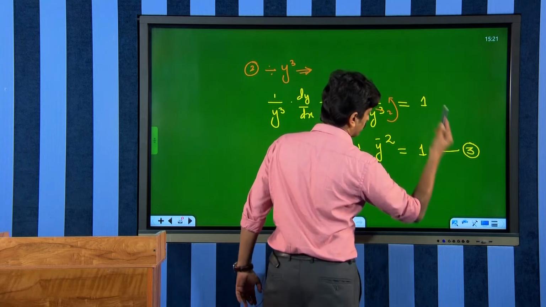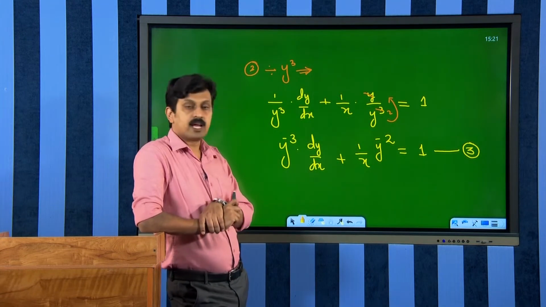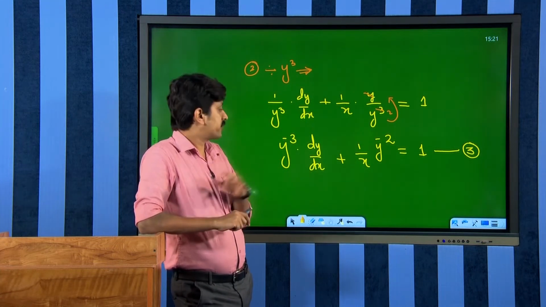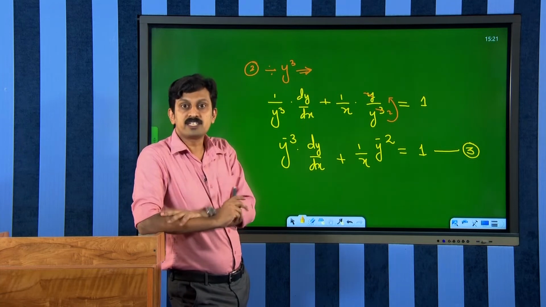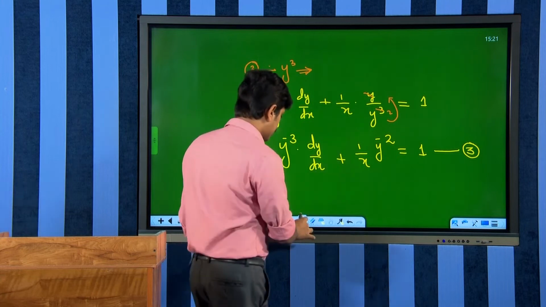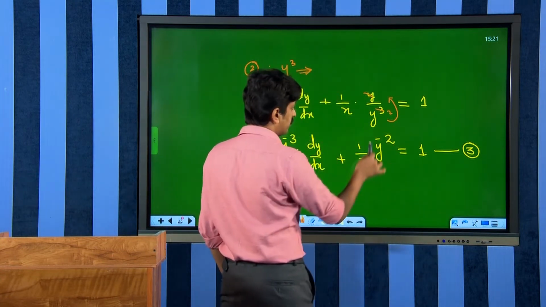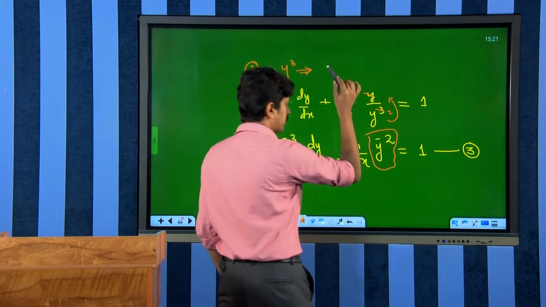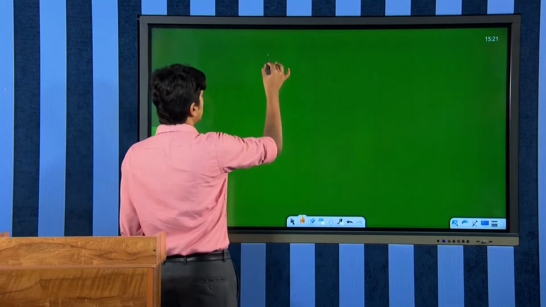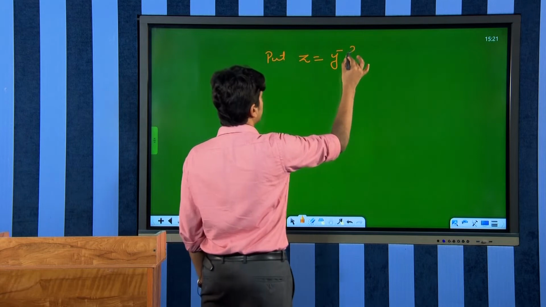This is our equation number 3. Okay, fine. Now, this is the equation that we generated. We will face a little complication on that equation, because it is Bernoulli's equation. We can put z equal to y raised to minus 2. So, put z is equal to y raised to minus 2.